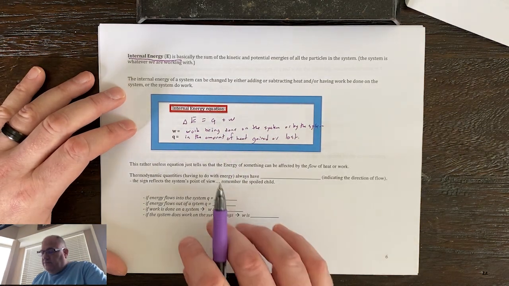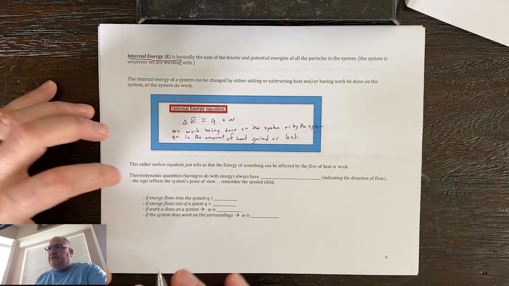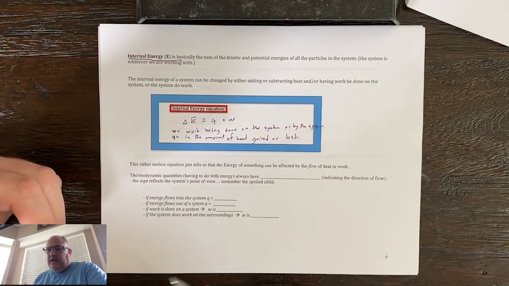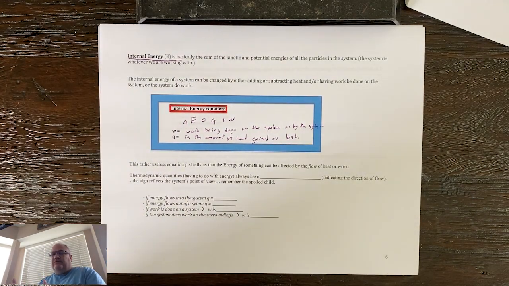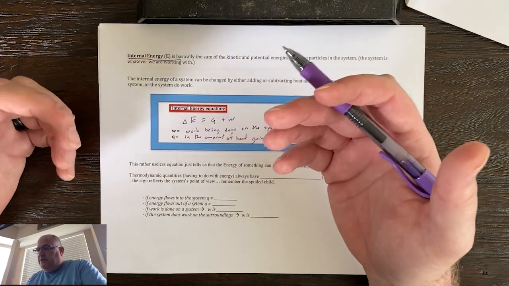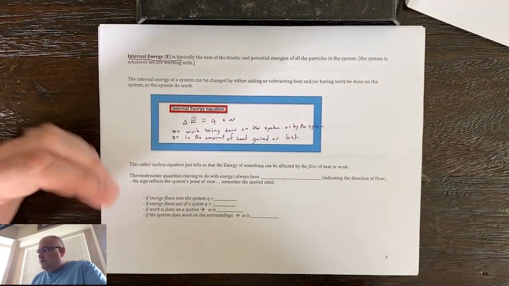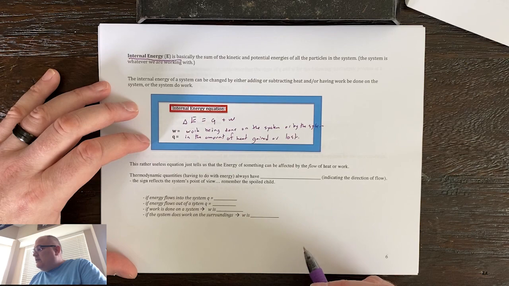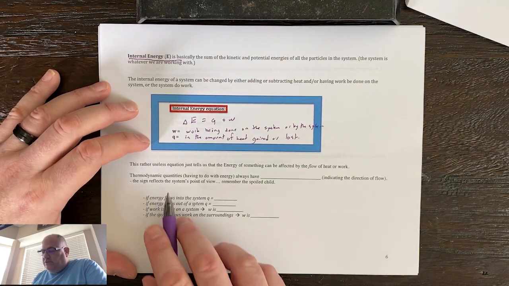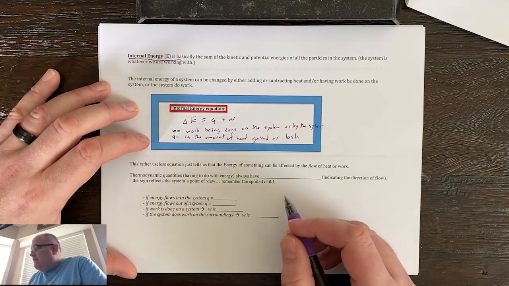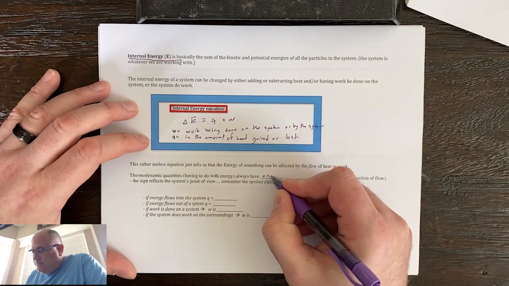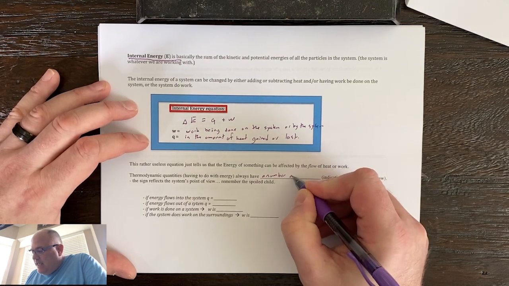Now, let me remind you of a couple things here. Everything in thermodynamics has a sign. The positive or negative does not tell you whether or not you have a negative amount. It tells you direction. So remember the spoiled child that we just talked about in the previous video. Thermodynamic quantities always have a number and a sign.